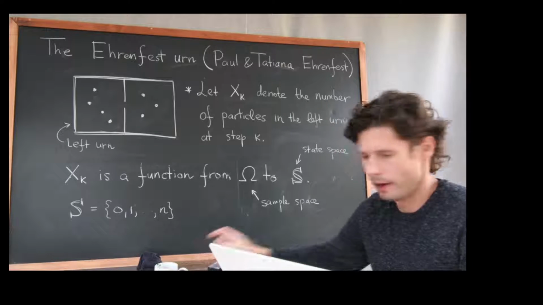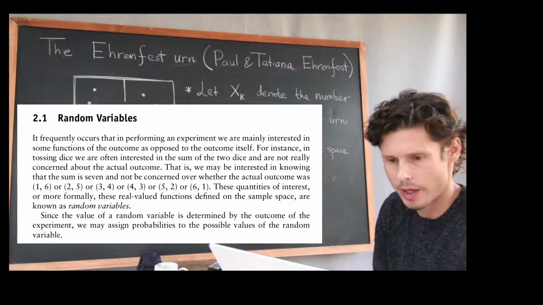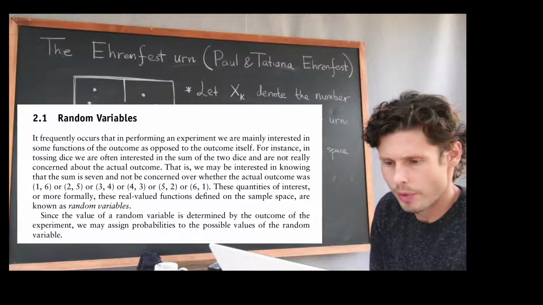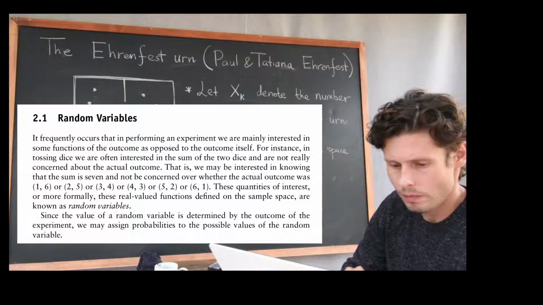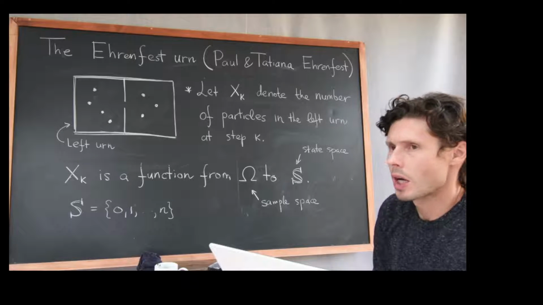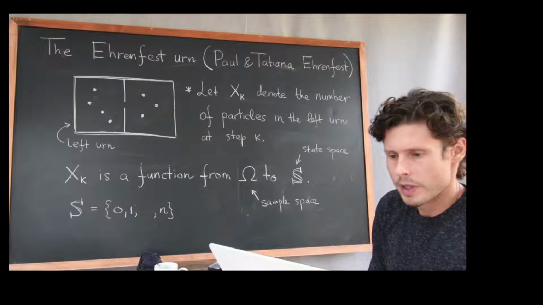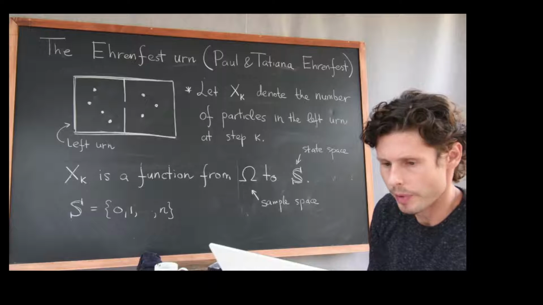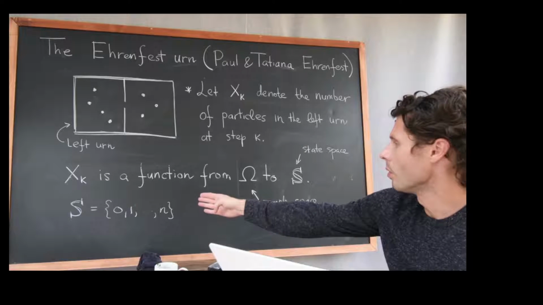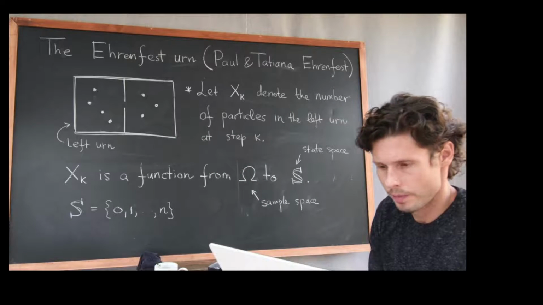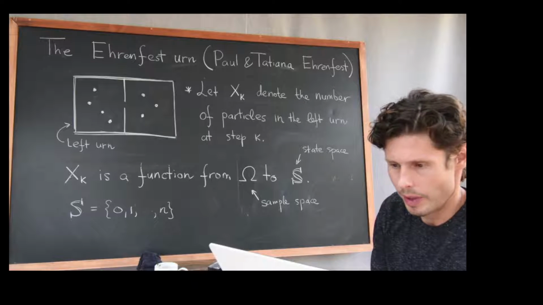So here I think Ross's description is pretty accurate, right? He's saying that we're interested in some functions of the outcome as opposed to the outcome itself. The idea he's trying to describe is that the sample space may describe something very detailed, something very much outside of the experiment or the natural phenomena that we're describing. So 0, 1, 2, 3 may be enough to keep track of the particles in the left urn, but it doesn't tell us everything about the system.